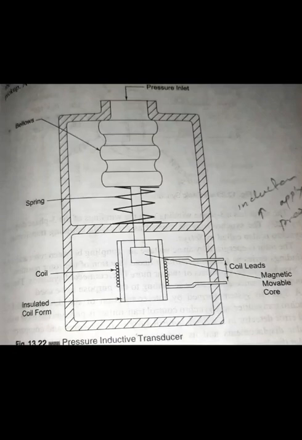Here the pressure acts on the movable magnetic core, causing an increase in the core inductance corresponding to the acting pressure. The change in the inductance can again be converted into an electrical signal using an AC bridge.